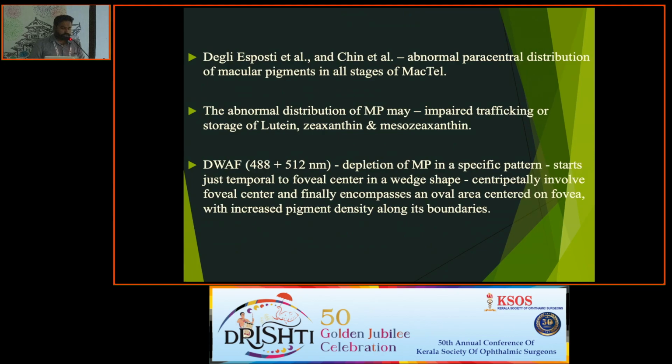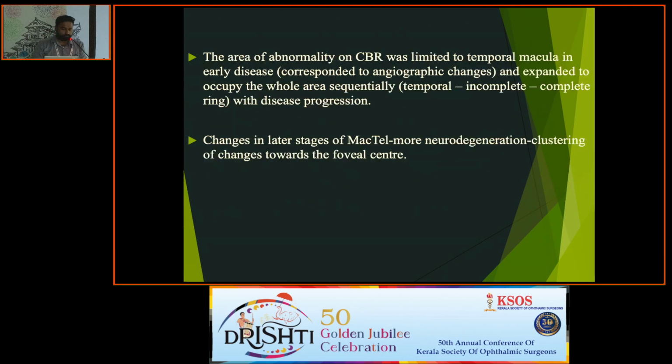The abnormal distribution of macular pigment was related to the impaired trafficking and storage of 3 pigments, basically lutein, zeaxanthin, and meso-zeaxanthin. Dual wavelength autofluorescence, similar to CBR, also shows a similar pattern of macular pigment distribution, starting initially temporal to the foveal edge, progressing centripetally involving the foveal center, and finally encompassing an oval area centered on the fovea. So the later stages of MacTel are characterized by neurodegeneration centered towards the foveal center.